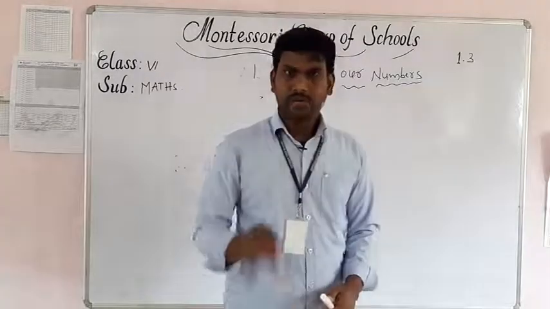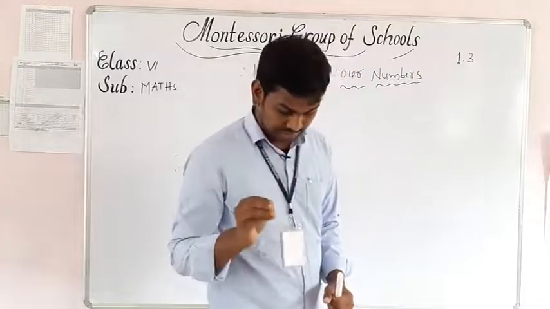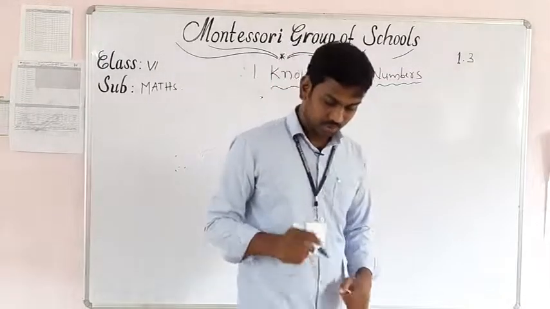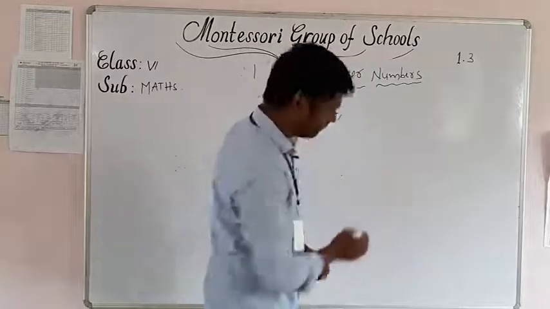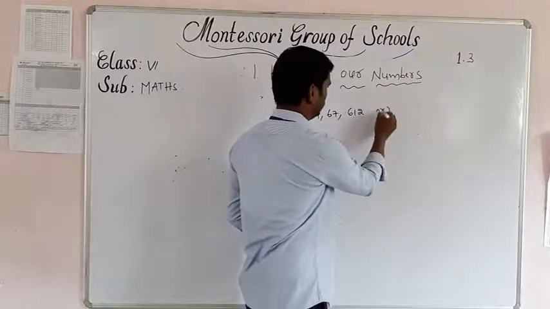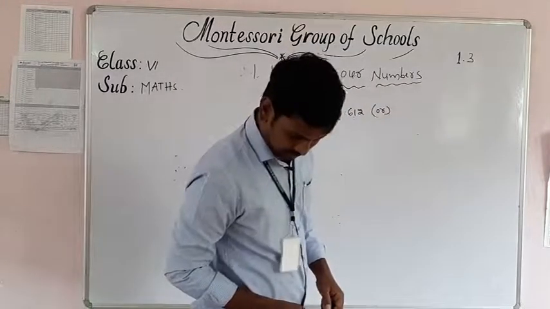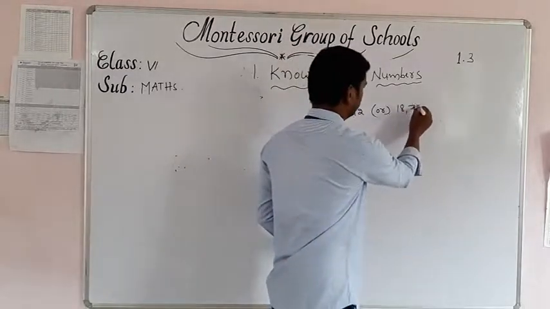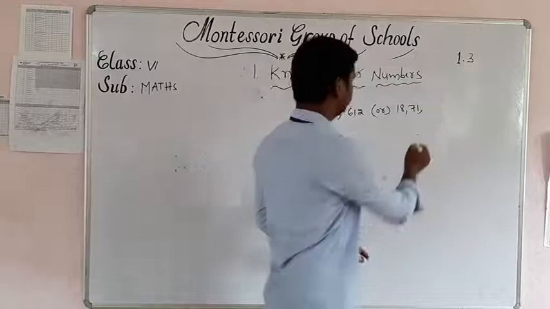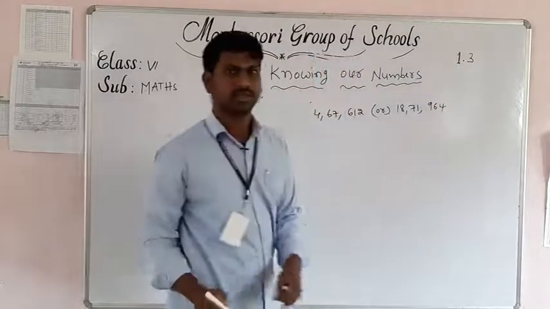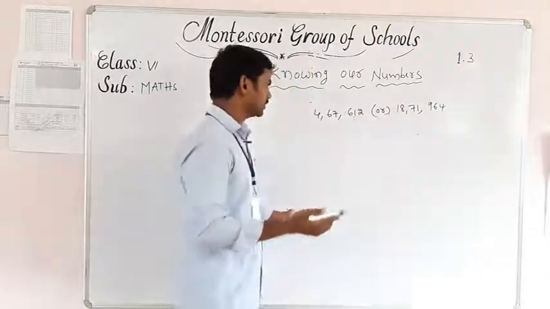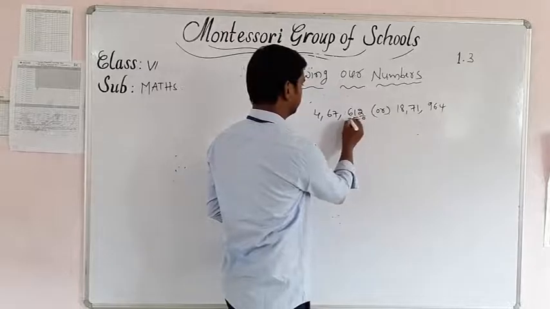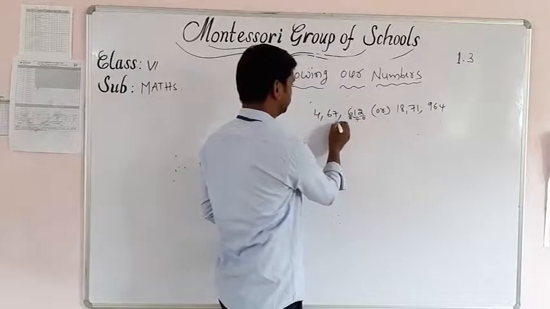Which is larger among these two? Use the greater than symbol and write. They have given two numbers: 4,67,612 or 18,71,964. Here they are asking which is the greatest number among these two. So we have to check place values: ones, tens, hundreds, thousands, 10,000s, lakhs.